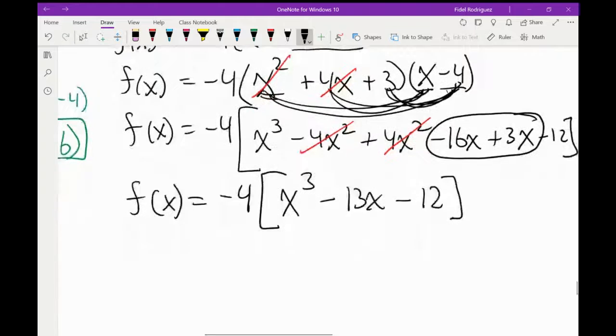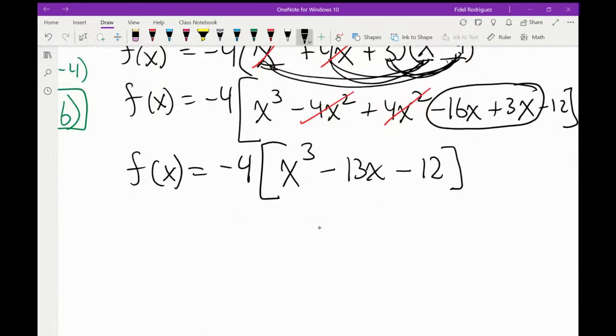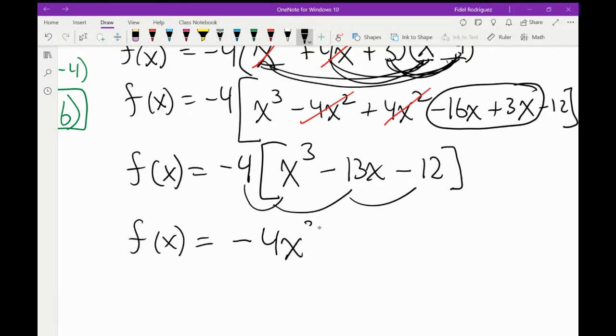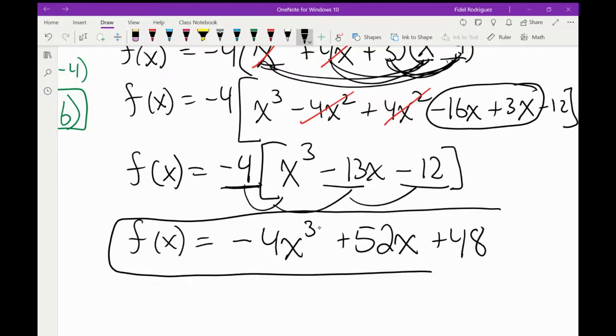Okay. And then the last thing I'm going to do, y'all, I'm going to go ahead and just distribute this -4 all the way through. Okay. So look, this is -4x to the 3rd. A -4 times a -13 is a positive 52 with an x. And then a -4 times a -12 is a positive 48. And this right here is my answer.